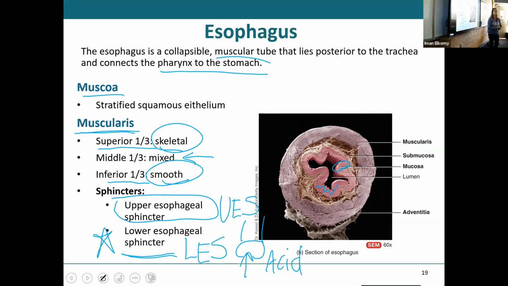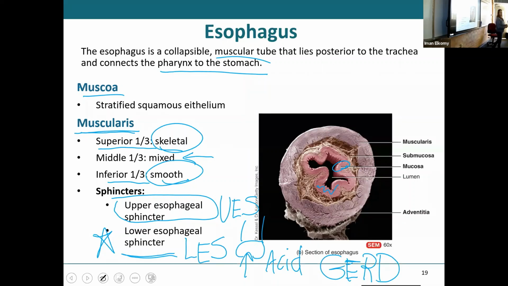So that is acid reflux, and we call that GERD, G-E-R-D. GERD stands for gastroesophageal reflux disease. Okay? Do I need to write that out?